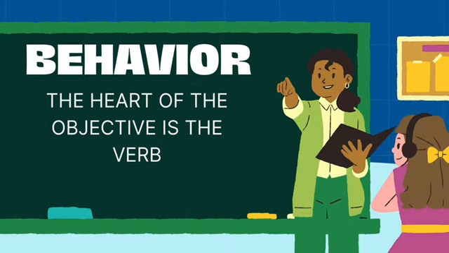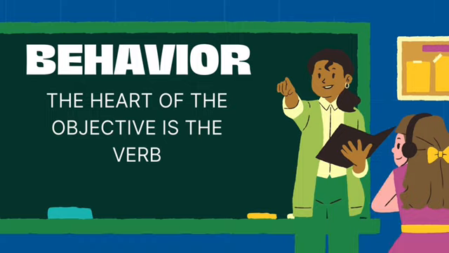Next is the behavior. The heart of the objective is the verb. The core of an objective is the verb that describes the learner's new capability after instruction. Using an observable behavior in the verb helps communicate the content clearly.